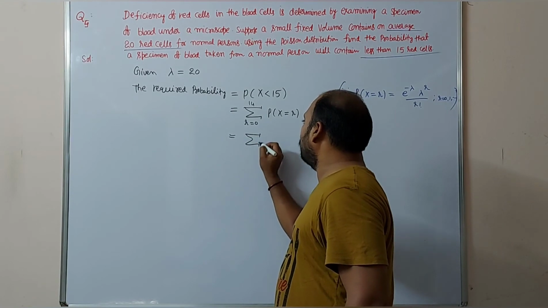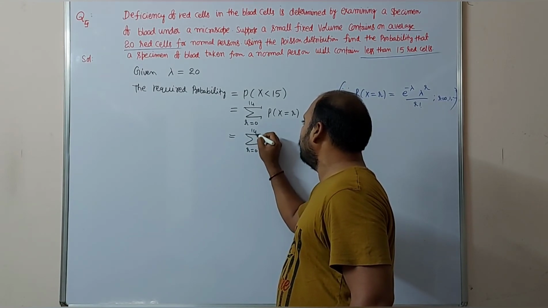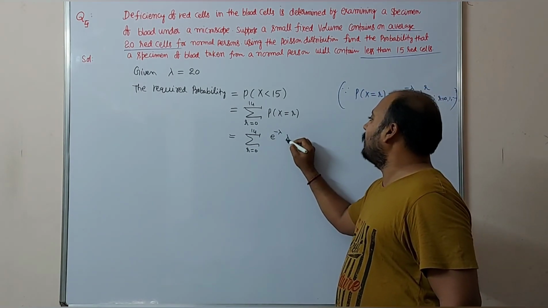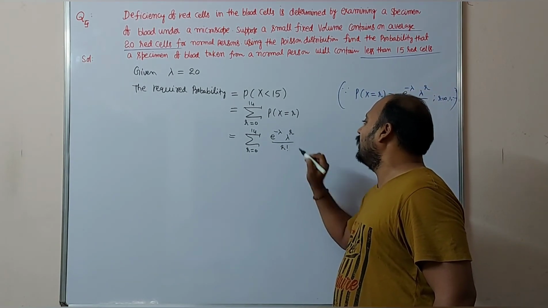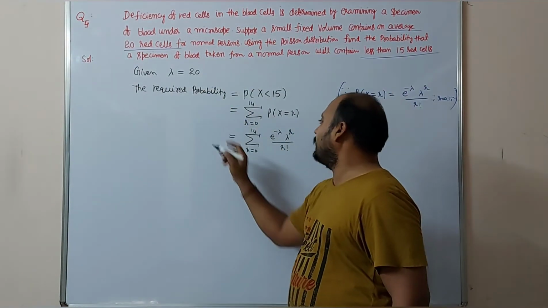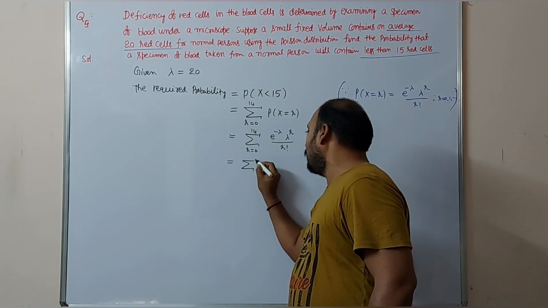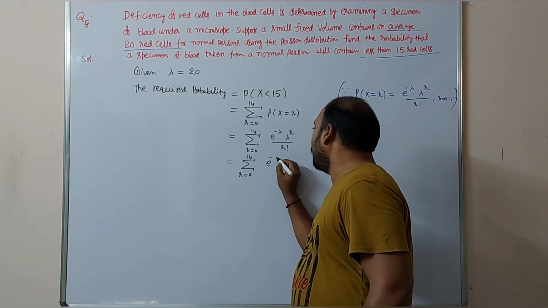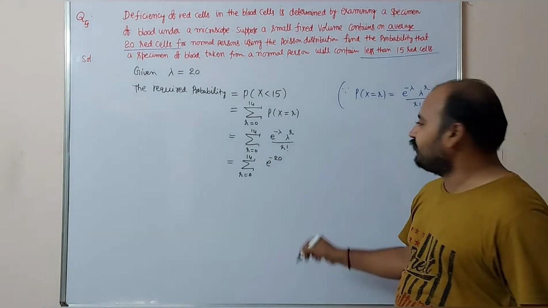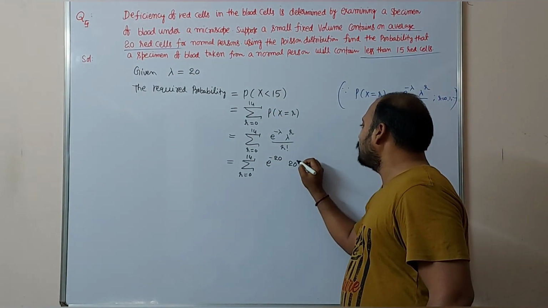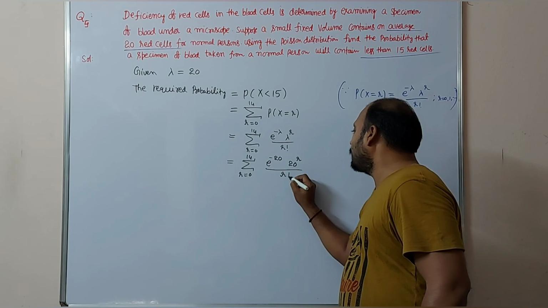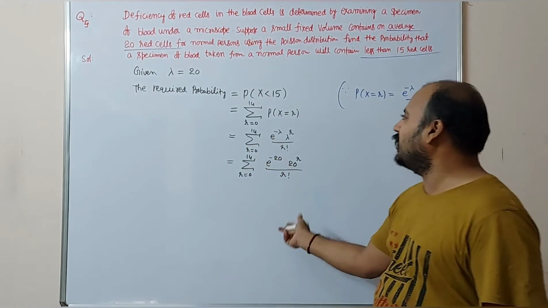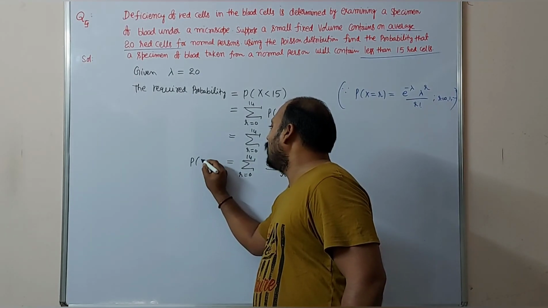So sigma r is equal to 0 to 14, e power minus lambda, lambda power r by r factorial. Lambda value is given as 20, so sigma r is equal to 0 to 14, e power minus 20, lambda power r, that means 20 power r by r factorial. Here r value is already given, r is equal to 0 to 14. It is enough. This is the required probability.